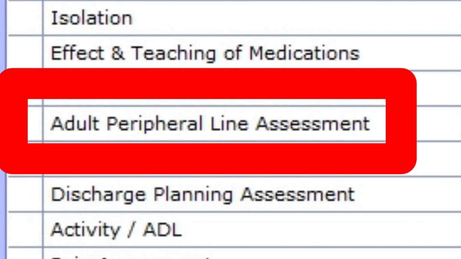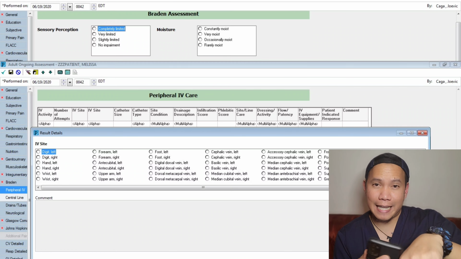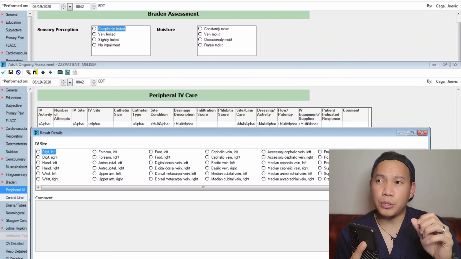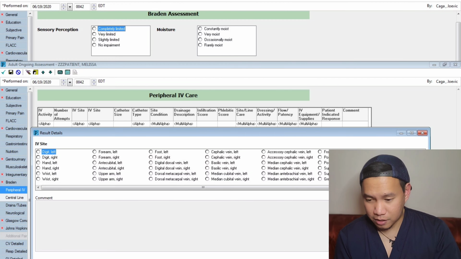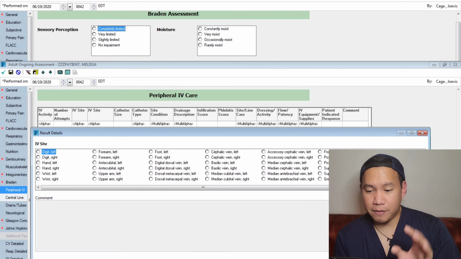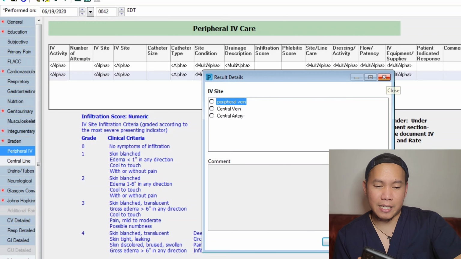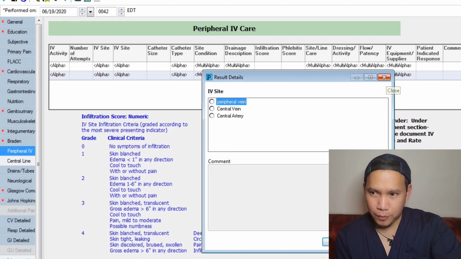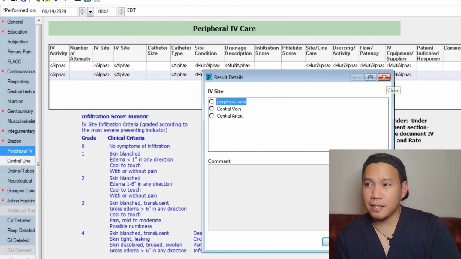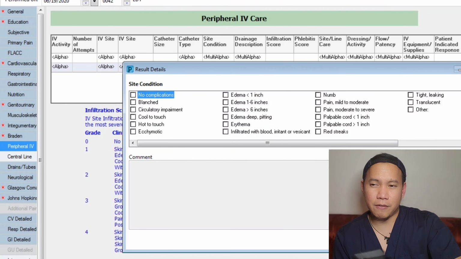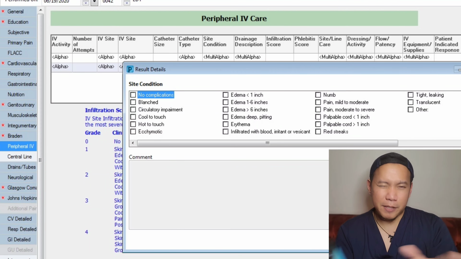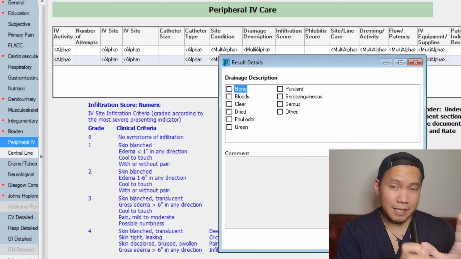The next will be the adult peripheral line assessment. In other words, your IV line, peripheral, okay? So you have to monitor this every 4 hours. That's our protocol here, every 4 hourly. You have to make sure that the line is working, that it's not swollen, there's no signs of phlebitis, no signs of any swelling. If there is, you have to document that. Or if patients are complaining of pain, you have to document that. If the patient has discontinued that, you have to document that as well.